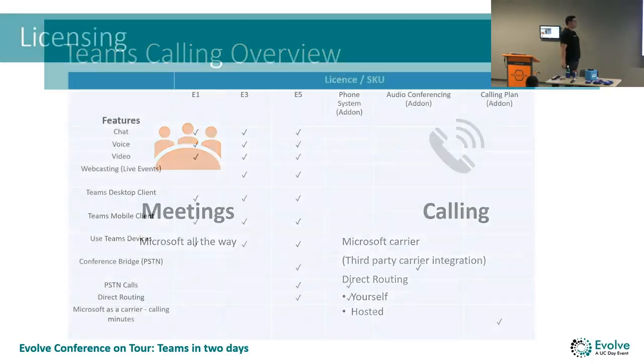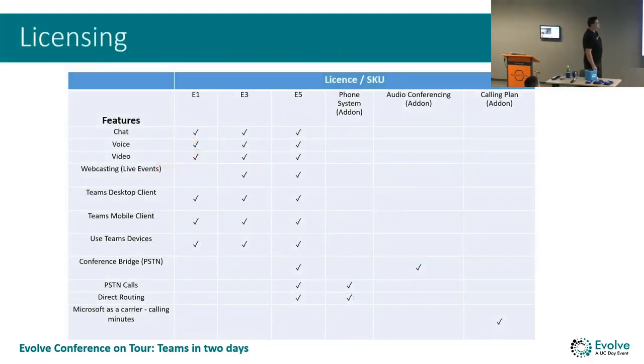So let's take a slight detour to talk about licensing quickly. Generally speaking, you have your E1s, your E3s, your E5s, and you can see that for the core stuff, which is chat, voice, video, webcasting, client access, all of those things are covered. The ones that are interesting for this telephony or media piece are the phone system add-on, the audio conferencing add-on, and the calling plan add-on.